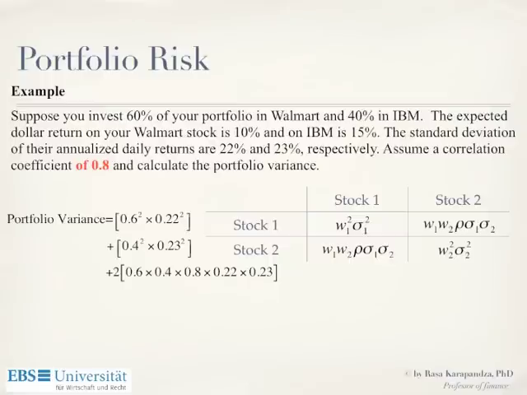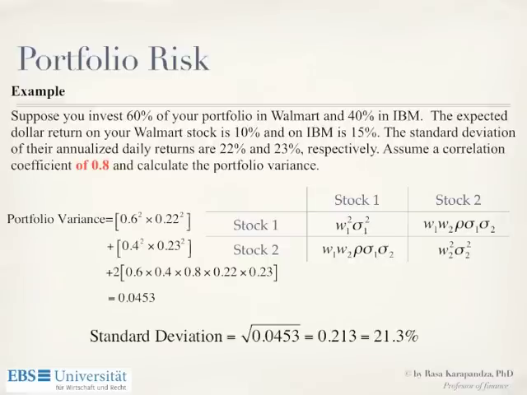The proportion that you invest into company 1, this is 60%, times the proportion invested into company 2, this is 40%, times the correlation coefficient, which in this case is 0.8, times the standard deviation of company 1, this is 22%, times the standard deviation of company 2, this is 23%. Okay? This is just the mechanics. You have a formula, you calculate it. And you get that the variance of this portfolio is 0.0453. Now, if this is the variance, the standard deviation is 21.3%.